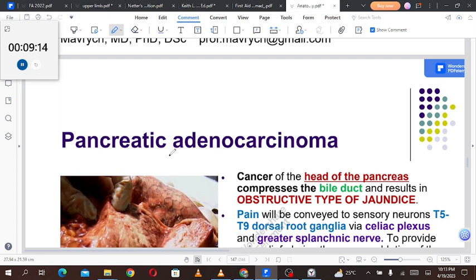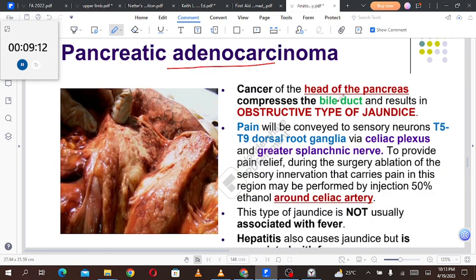Then what is pancreatic adenocarcinoma? Pancreatic adenocarcinoma is a cancer of the head of the pancreas. It compresses the bile duct and results in the obstructive type of jaundice. Obstructive jaundice is any jaundice which is obstructing the flow of the bile that has already been formed. The non-obstructive jaundice is the one in which there is so much bilirubin in the blood that either the bile is not being formed adequately or the bile is not being formed at all.